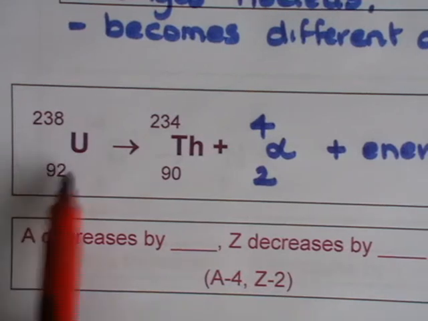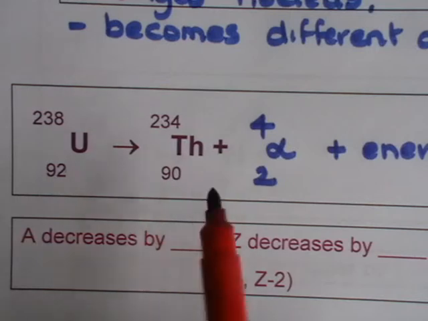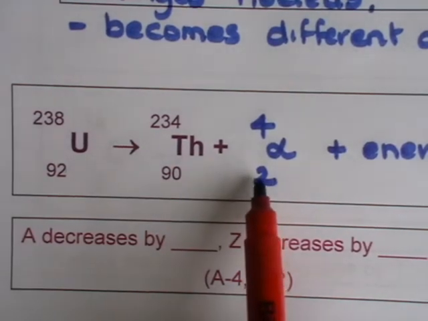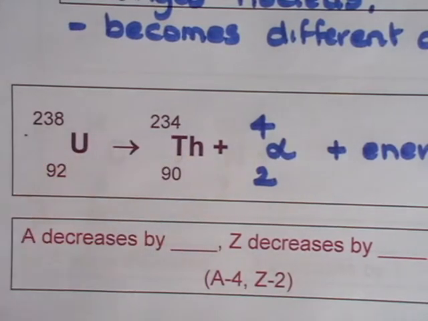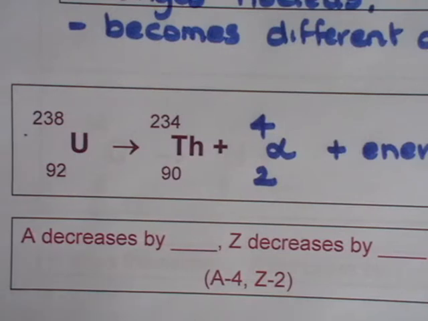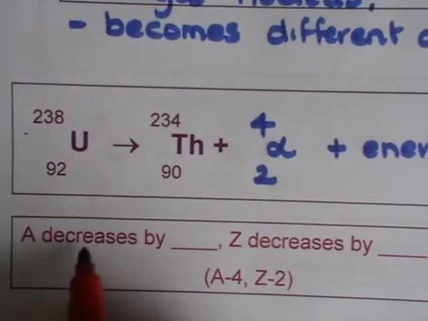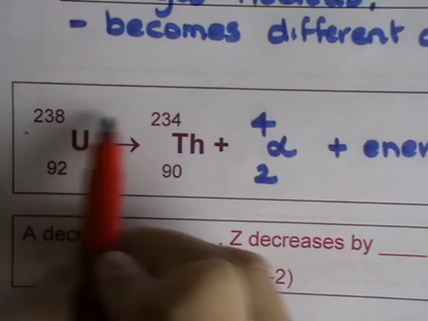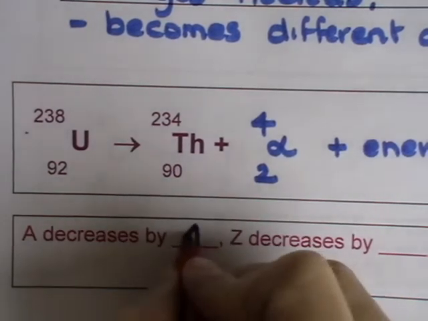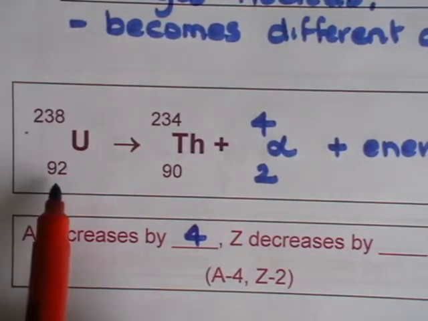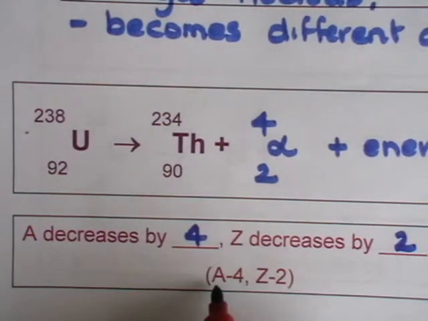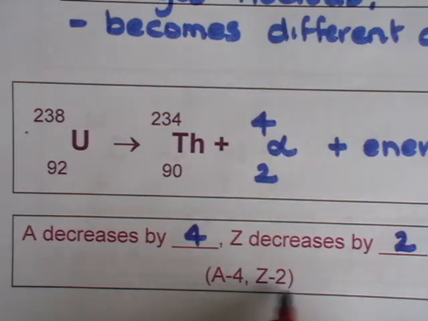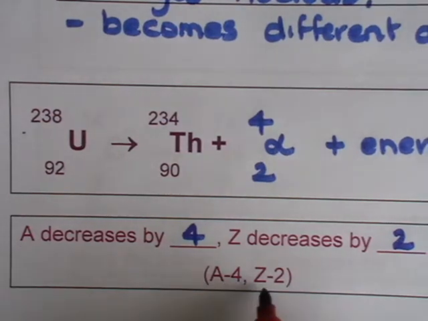So 92 is the value on the left hand side here at the bottom. So 90 plus 2 gives you 92 on the right hand side. 4 plus 234 gives you 238, and that's the same as the number on the left hand side. So what has happened to the atomic mass number, which is the top number? It is decreased by 4. And then the Z number, or the atomic number, has decreased by 2. And you can see this written mathematically here, A minus 4 and Z minus 2.